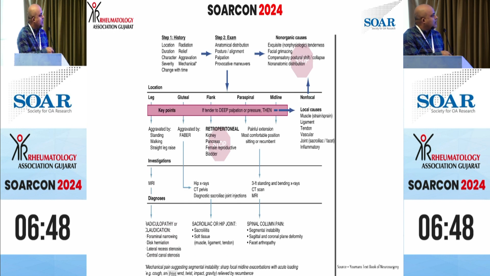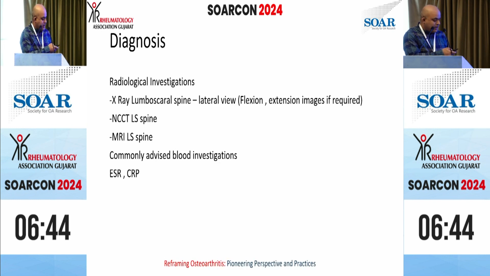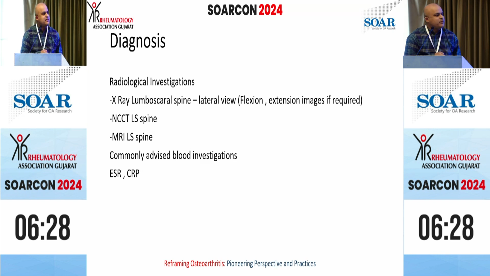So we also advise the commonly used test that has been done by physicians and surgeons worldwide, the MRI spine. CT in few cases where you're suspecting some past fracture or need to do some interventions. And we routinely prescribe inflammatory markers, ESR and CRP, just to rule out an infection before you think in the line of degenerative diseases.